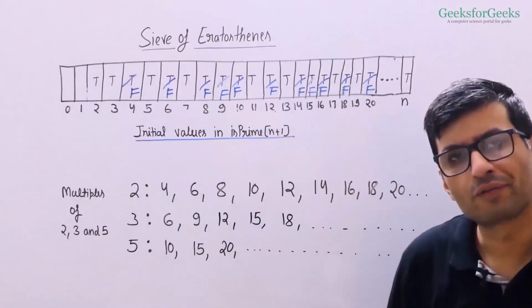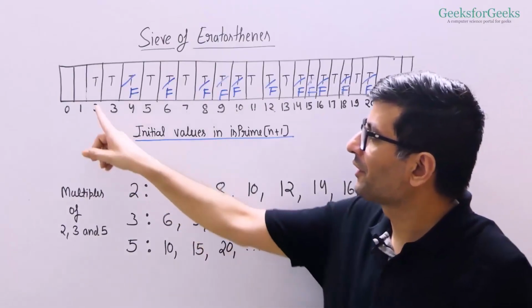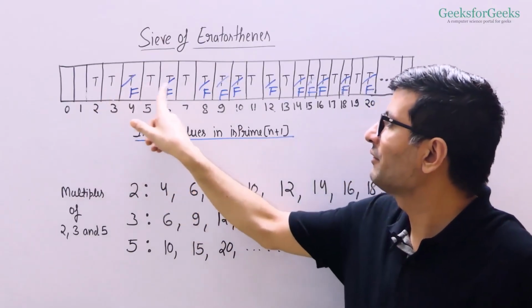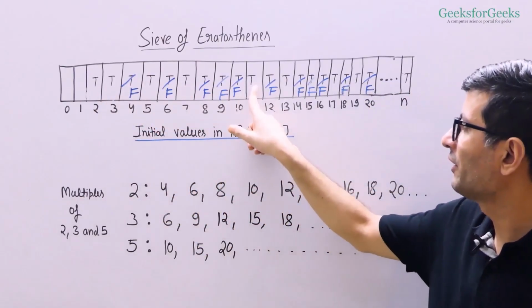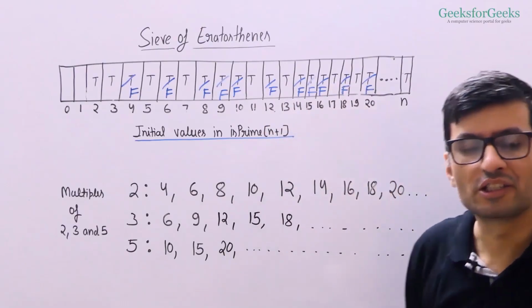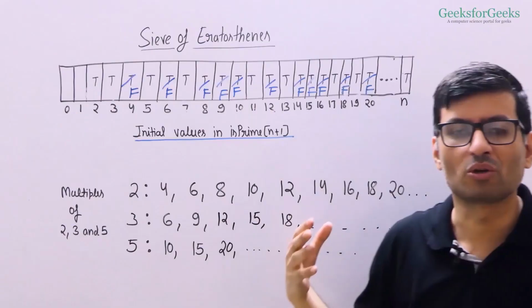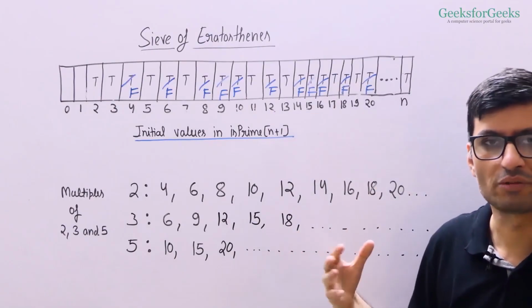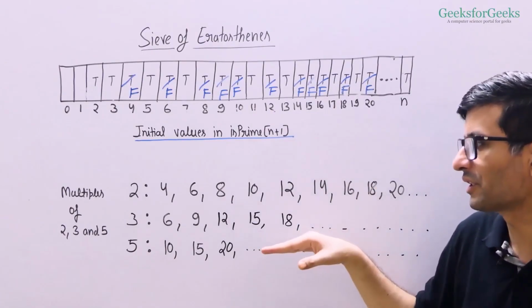Now if you take a look at this array, the entries 2, 3, 5, 7, 11, 13, 17 and 19 are true. And these are our prime numbers smaller than or equal to 20. So we have found the prime numbers using this approach.